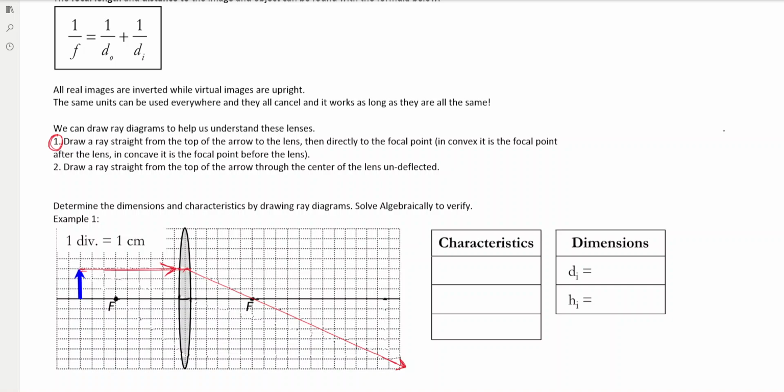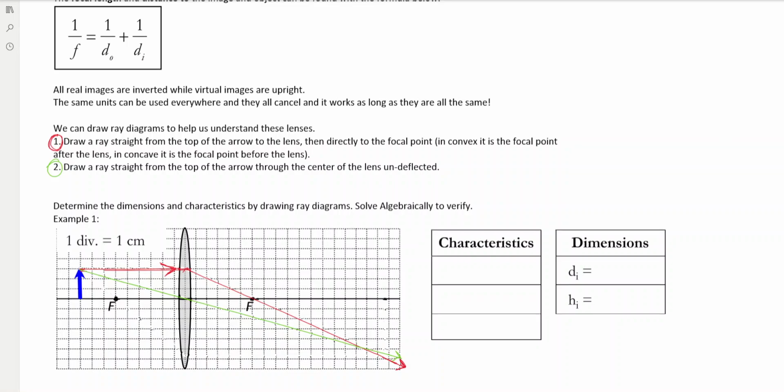My second arrow I'm going to do in green, drawing a ray straight from the top of the arrow through the center of the lens undeflected. So it has to be, for sure, going through the center of the lens, undeflected, so I've got it going all the way down here.